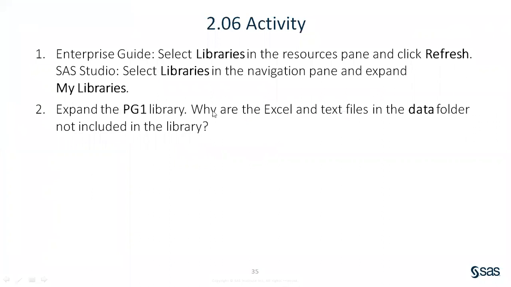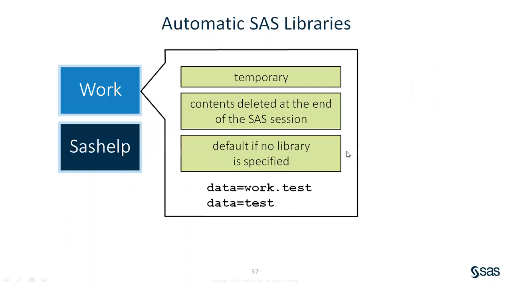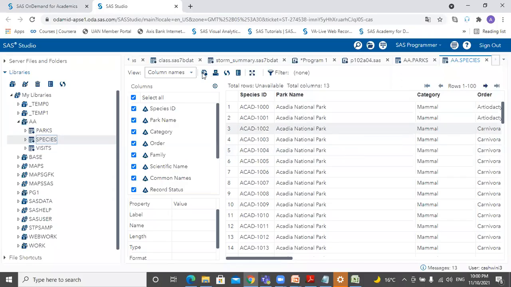And the question here is why the Excel and text files in the data folder are not included in the library? Because our libname statement was specifying the base engine. And that's why Excel and other files were not seen in our base library. So that's what it's telling. PG1 library uses base engine, so it reads only base SAS tables. All right. Moving back.